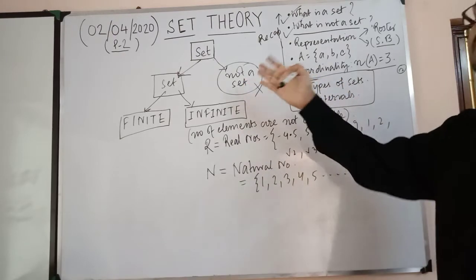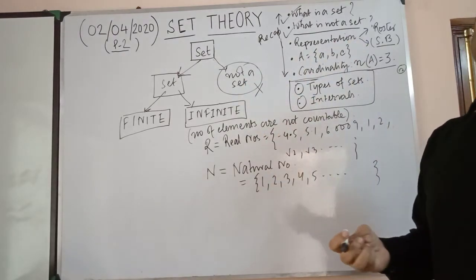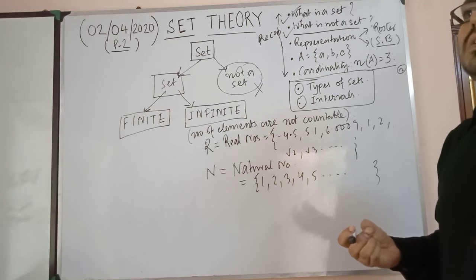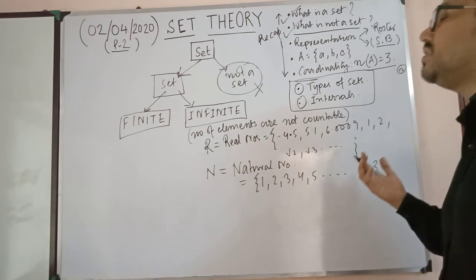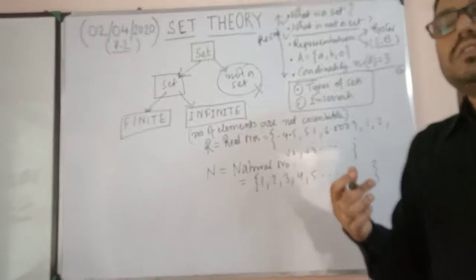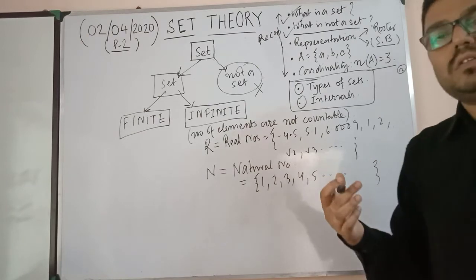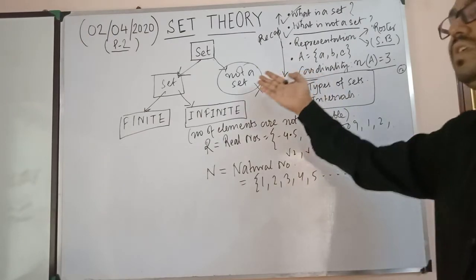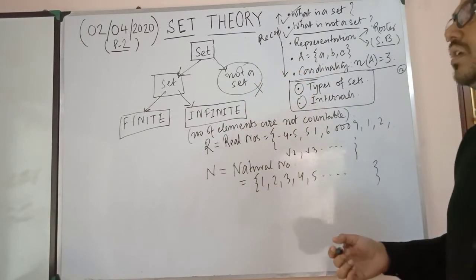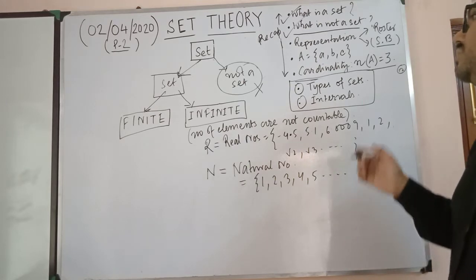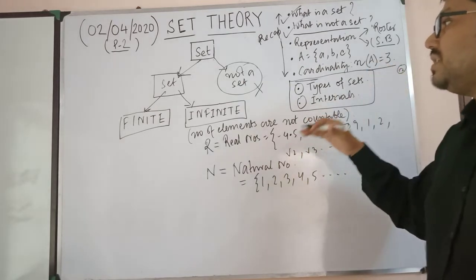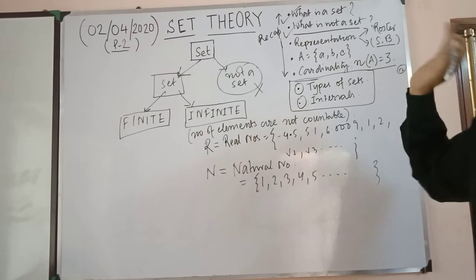Now the thing which we discussed, that not a set, sometimes we say the stars of the universe. The universe is not properly defined, so we cannot say like that. So that will not be a set. So we have to understand what is infinite and what is not a set.